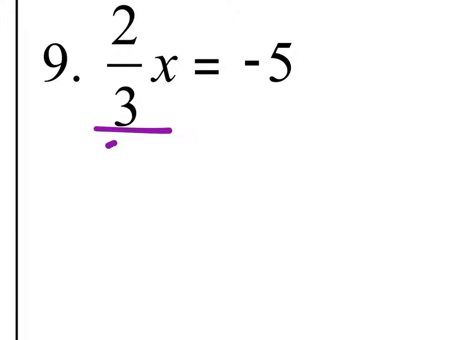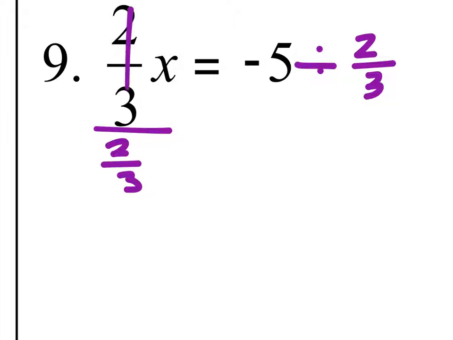All right, so I'm just going to do the same thing on these. We'll divide both sides by 2/3. So this is negative 5 divided by 2/3. And yes, that becomes a 1x, which is great. That's what we want. But here's what I'm going to do.